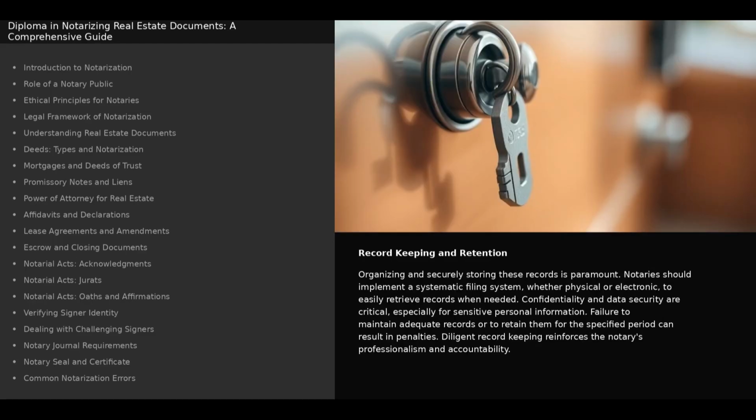Organizing and securely storing these records is paramount. Notaries should implement a systematic filing system, whether physical or electronic, to easily retrieve records when needed. Confidentiality and data security are critical, especially for sensitive personal information. Failure to maintain adequate records or to retain them for the specified period can result in penalties. Diligent record keeping reinforces the notary's professionalism and accountability.